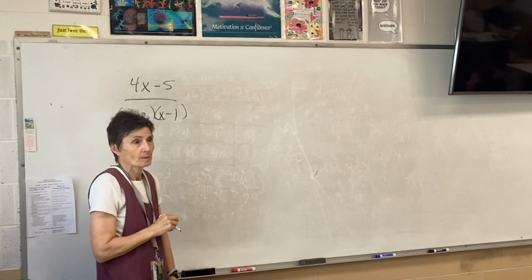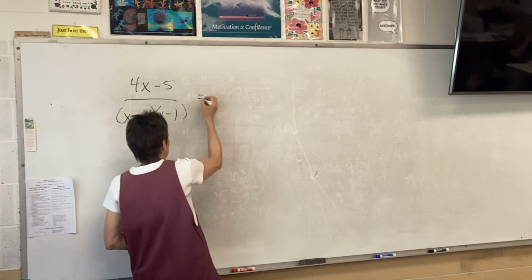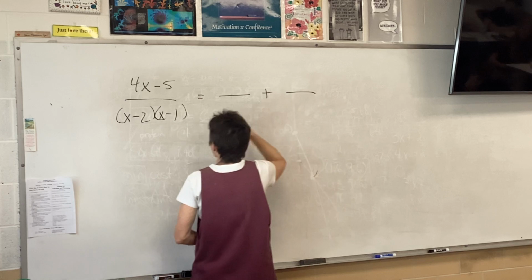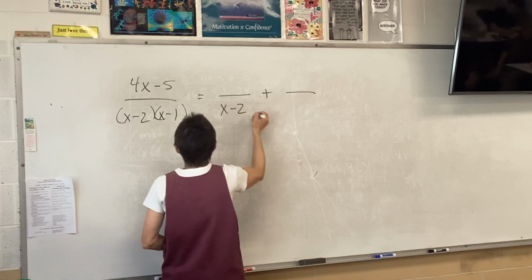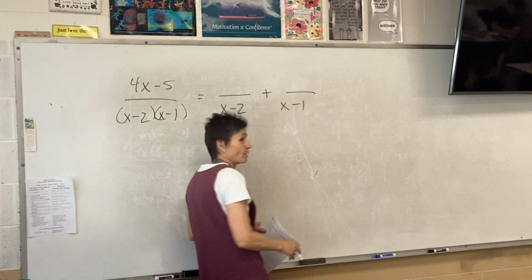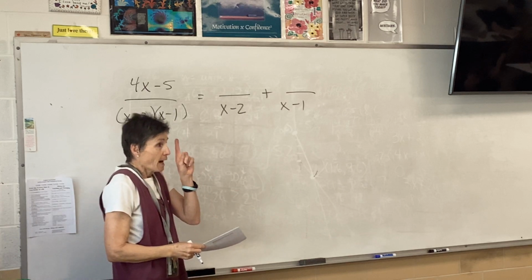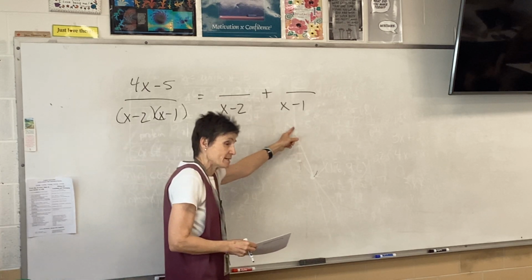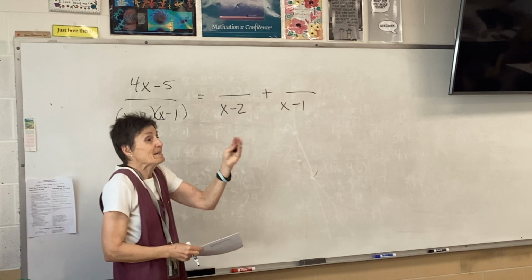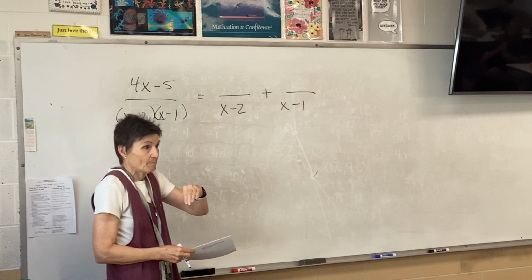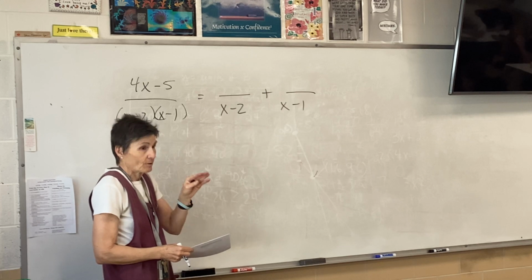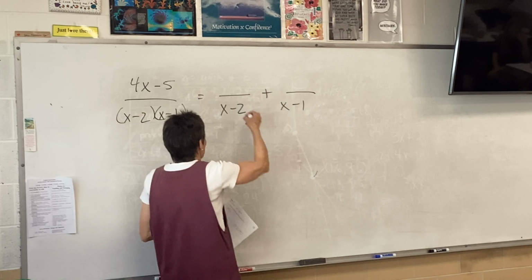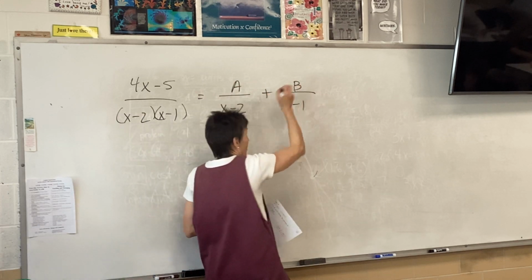Then what? We gotta make 2 smaller fractions. One will have a denominator x minus 2, and one will have a denominator x minus 1. Guys, it doesn't matter which order you have these in. Your final answer will come out the same. So I got this one and then that one, an A and B. I don't know what those are, but that's what I got.